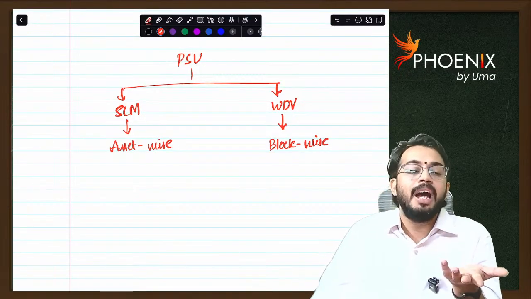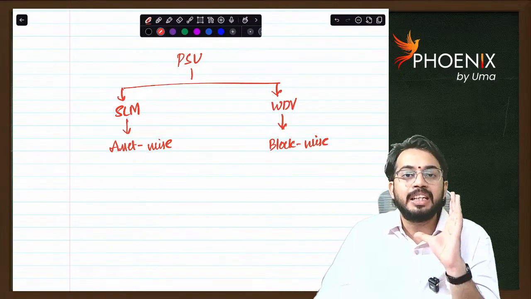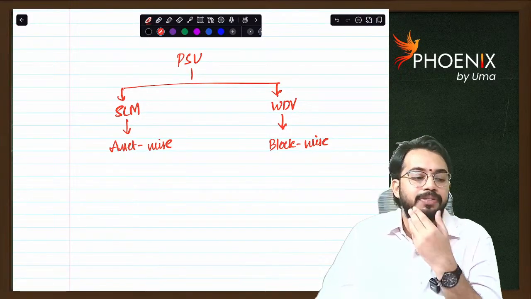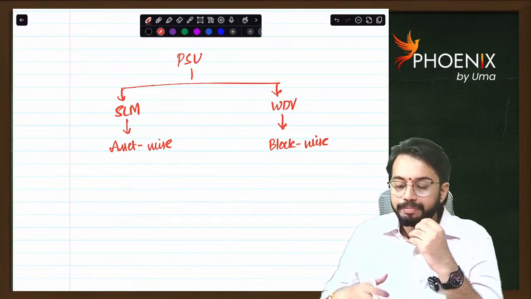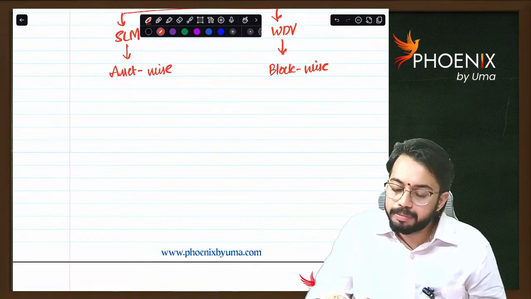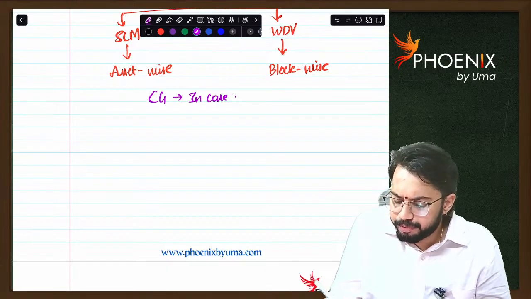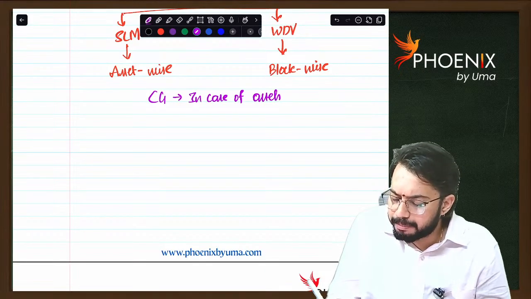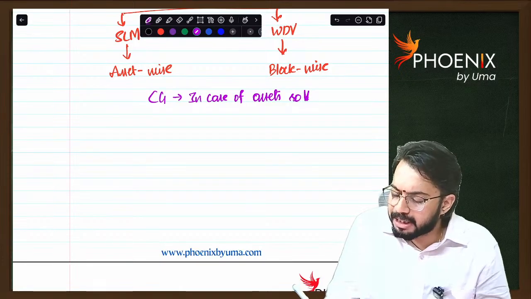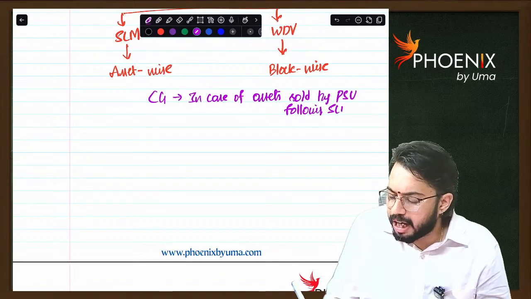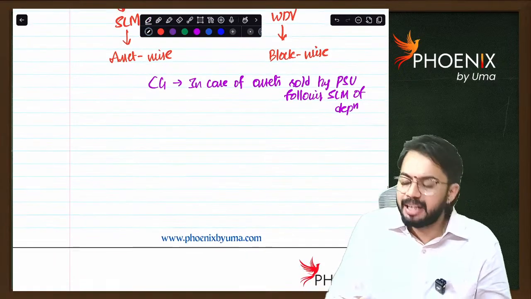Either to follow SLM or written down value method. If I follow SLM, I need to calculate depreciation for each asset individually. If I follow written down value, I need to calculate depreciation for a group of assets, which is also called a block. Now, capital gains in case of assets sold by a power sector undertaking following straight line method of depreciation. Very simple, I will explain.